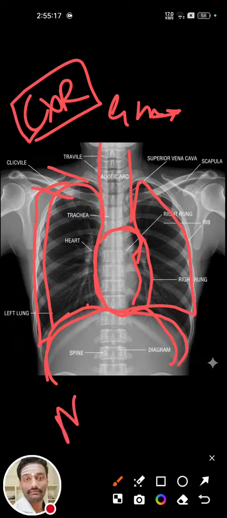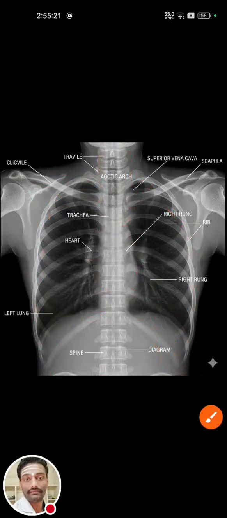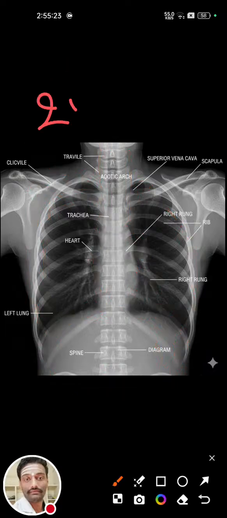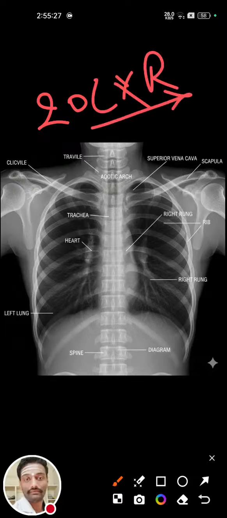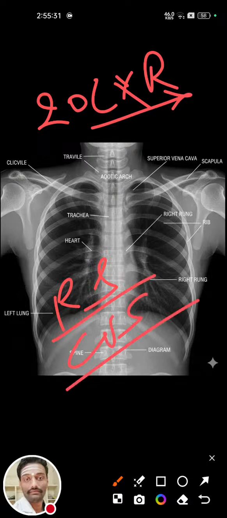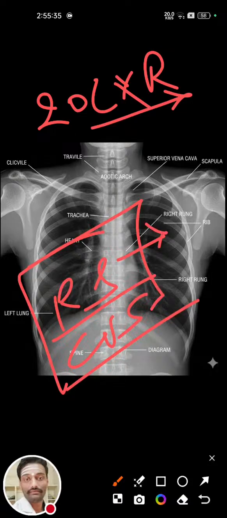If you have any doubt in the normal chest X-ray, ask in the comments. Otherwise, we will discuss 20 X-rays of the different respiratory diseases and cardiovascular diseases. What are the emergency cases? How to differentiate each X-ray? We will discuss one by one.